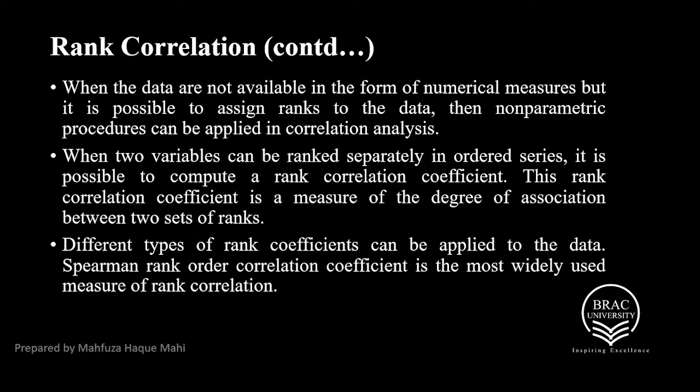When the data are not available in the form of numerical measures, but it is possible to assign ranks to the data, then non-parametric procedures can be applied in correlation analysis. When two variables can be ranked separately in ordered series, it is possible to compute a rank correlation coefficient. This rank correlation coefficient is a measure of the degree of association between two sets of ranks. Different types of rank coefficients can be applied to the data. Spearman rank order correlation coefficient is the most widely used measure of rank correlation.